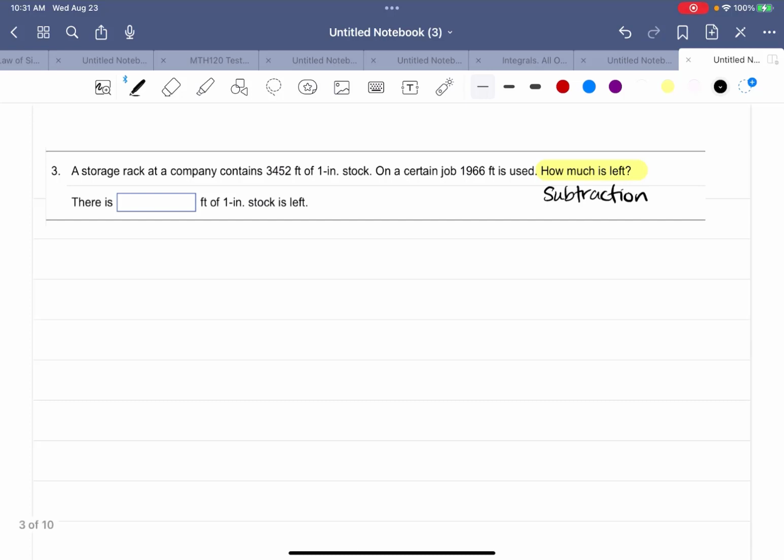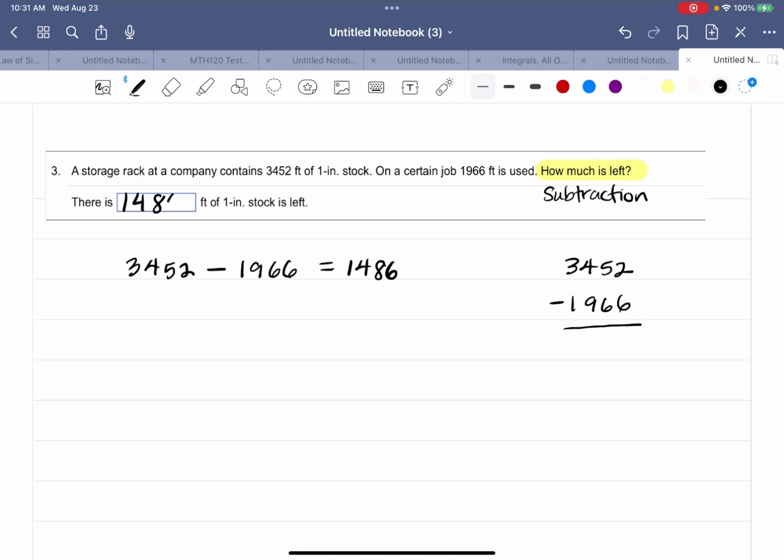So I need to take my 3,452 and subtract from that 1,966. Again, if you're doing it manually, you have to make sure you line the numbers up properly. Using my calculator, 3,452 minus 1966, and we get 1,486. So there is 1,486 feet of 1-inch stock left.